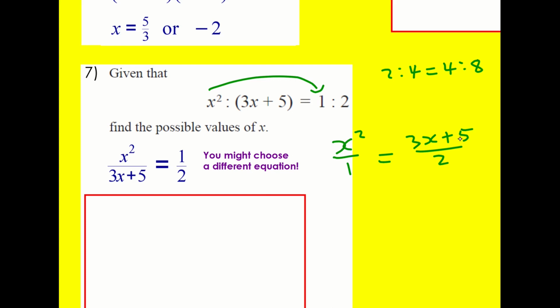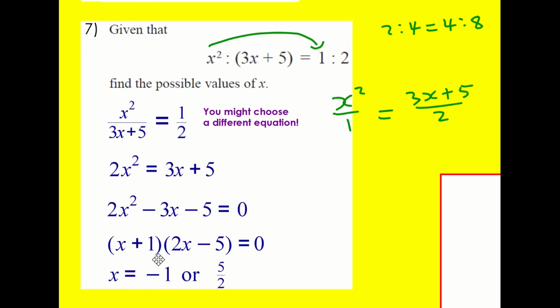And then actually this is a bit easier to solve. But you could do it this way. You get the same thing. Two solutions here. It's absolutely fine to get two solutions for this ratio question.